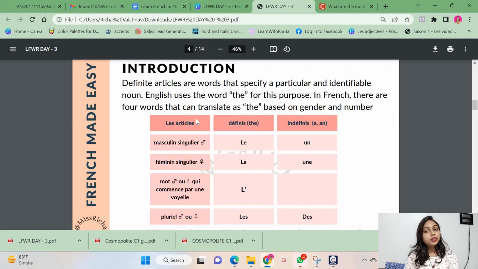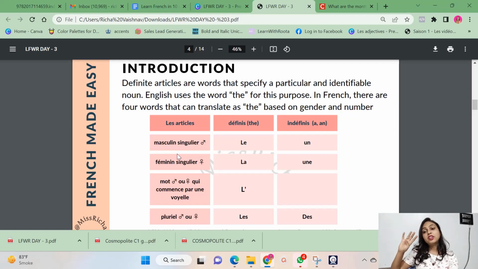English uses the word "the" for this purpose. In French, there are 4 words that translate as "the", based on gender and number. Like I always keep saying in all of my videos, all French nouns, even countries, have genders. So even vegetables, your body parts, everything that you see has genders. So everything on earth, you will find 4 forms under the French language.